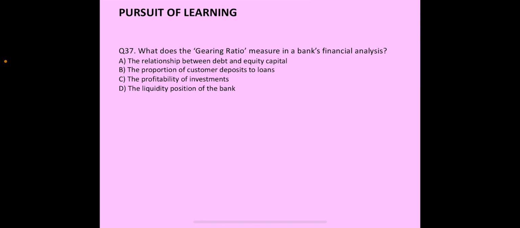Option A, the relationship between debt and equity capital. The proportion of customer deposits to loans. The profitability of investments. The liquidity position of the bank. So the correct answer is the relationship between debt and equity capital.